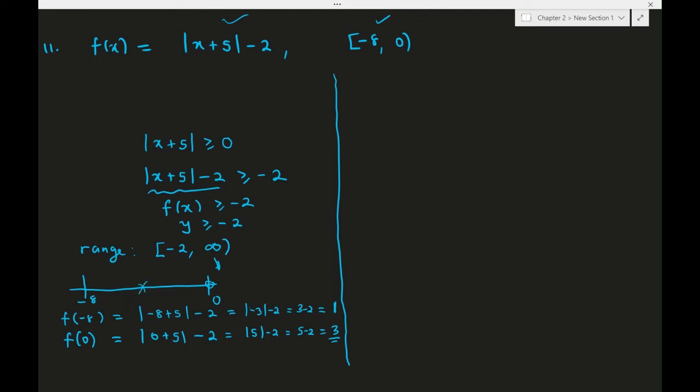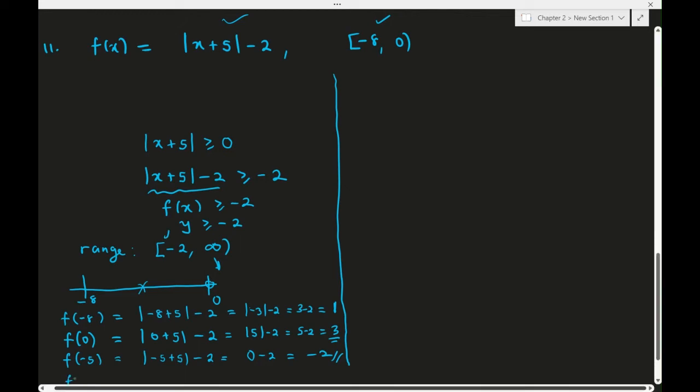Can we get anything better? Let's try a number here. Let's say, for example, we try f of minus 5. If we try minus 5, you will get minus 5 plus 5, minus 2. This will just be 0 minus 2, which is minus 2. Now, minus 2 is the minimum value, which is already here, so we don't need it, right? We are looking for the maximum.